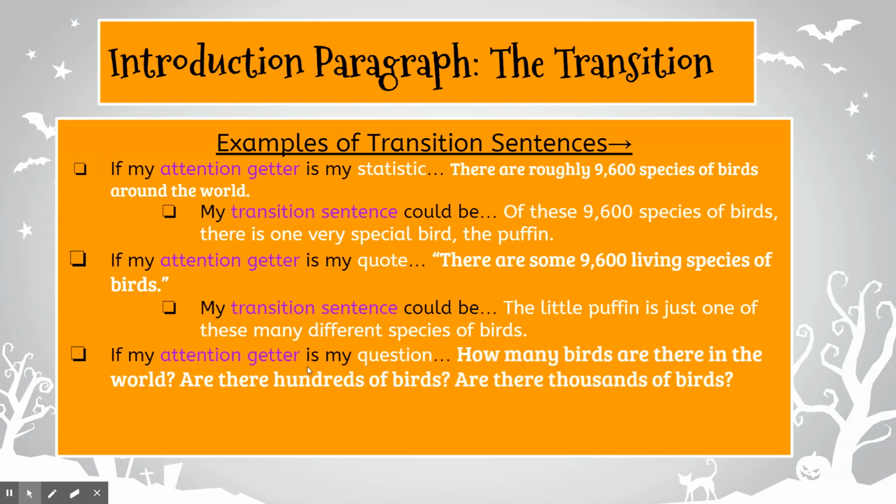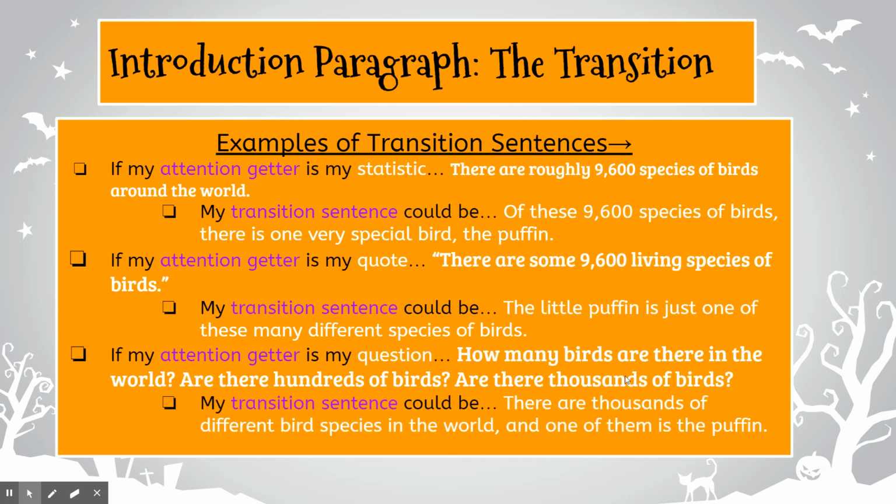And then finally, if my attention getter is my question, "How many birds are there in the world? Are there hundreds of birds? Are there thousands of birds?" Then I'd narrow in my topic by using the transition sentence that says, "There are thousands of different species of birds in the world, and one of them is the puffin." So see how I'm connecting it to my attention getter by saying thousands of bird species and narrowing it into my topic by calling out the puffin.